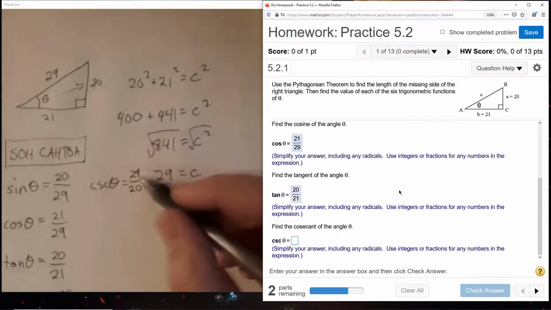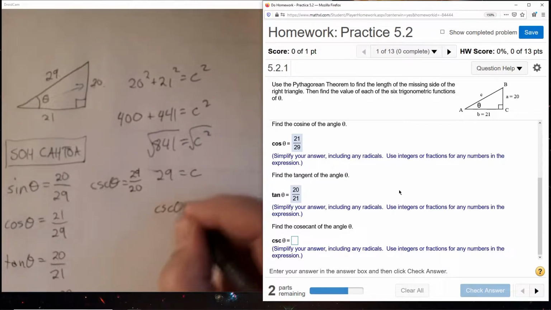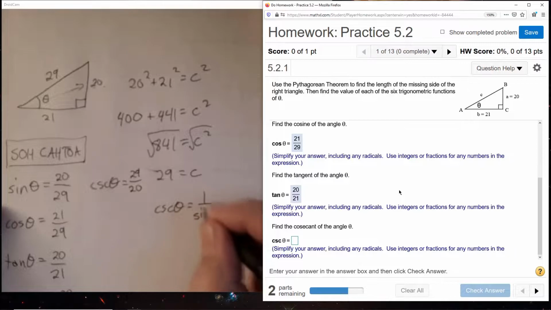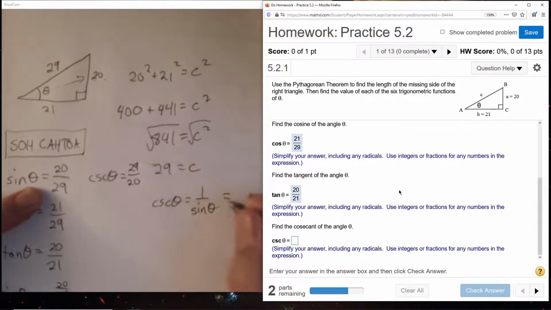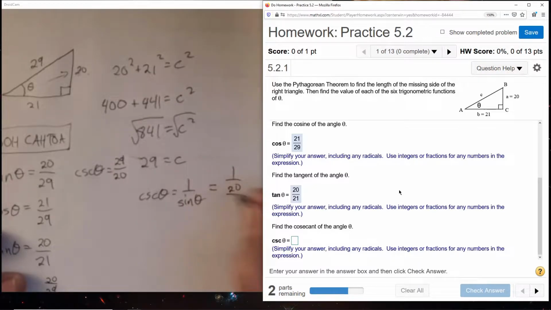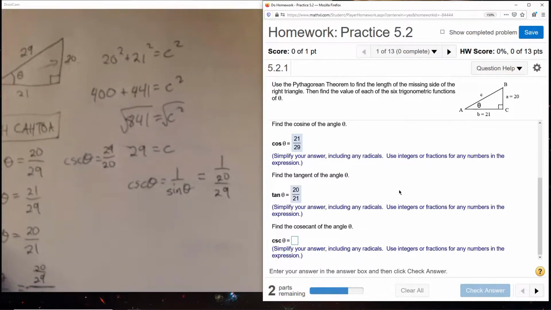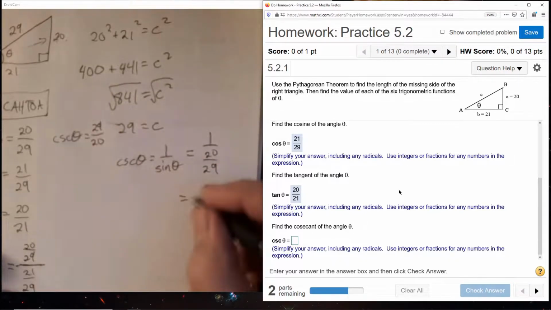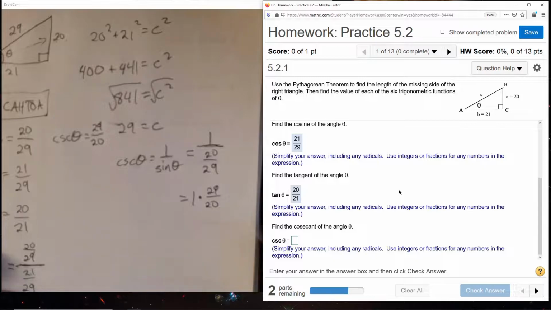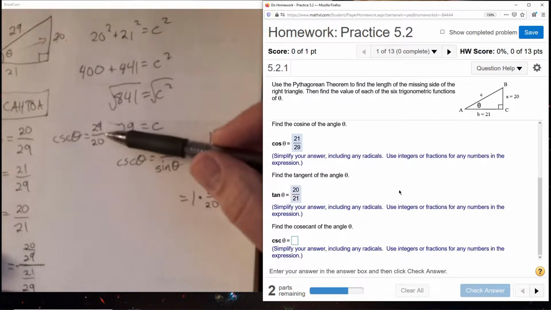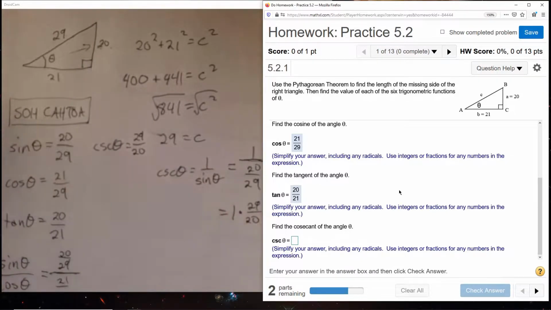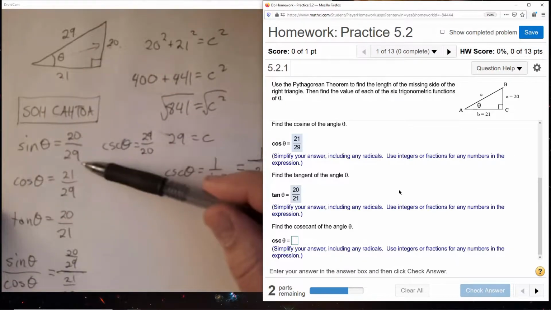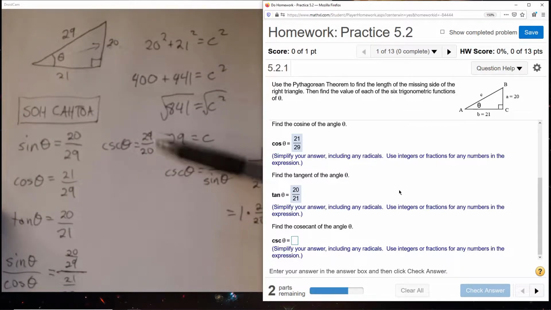And there's another way to think about this, is that cosecant is 1 over sine. And we already figured out what sine is. So we know this is going to be 1 over sine, 20 over 29. And again, division is the same thing as multiplying by the reciprocal. And so we get 29 over 20, which is what we had already before. But the bigger point is there's a pattern here. That once you have sine, cosecant is always the reciprocal.